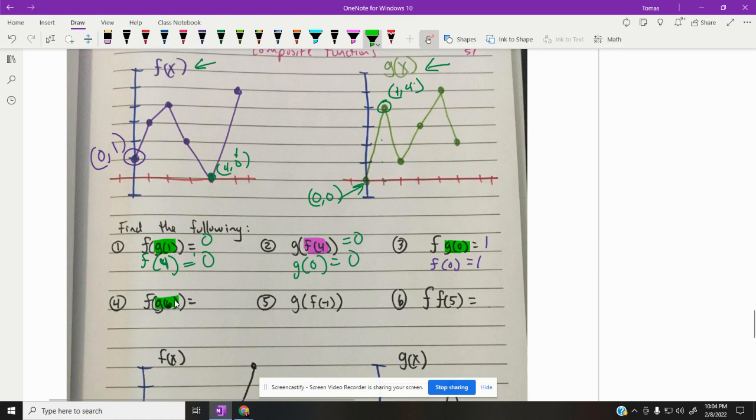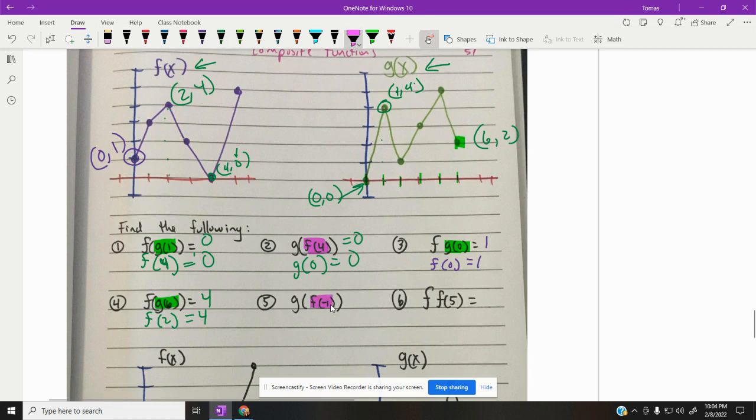So we always start right here, this inside, g of 6. G of 6 is 1, 2, 3, 4, 5, 6, which would be this point right here. And that point is 6, comma 2. So that means we're going to have f of 2. So then we come over here to f of 2, which is 1, 2, 3, 4, which is just 4. Because f of 2 is 4.